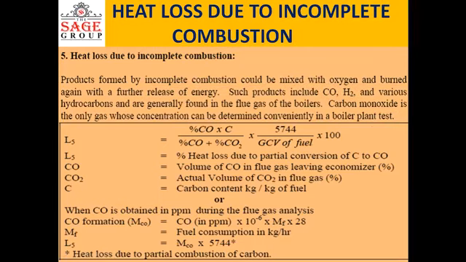So this is the fifth loss. L5 can be written as percentage carbon monoxide into C upon percentage CO plus percentage CO2, into 5744 upon GCV of fuel into 100. So this is the actual heat loss due to partial conversion of C to CO, where CO is the volume of CO in flue gas leaving the economizer.